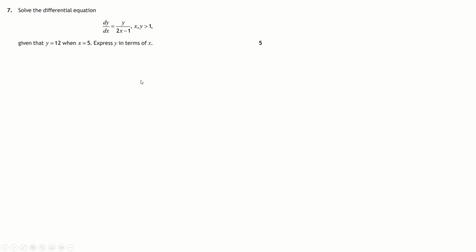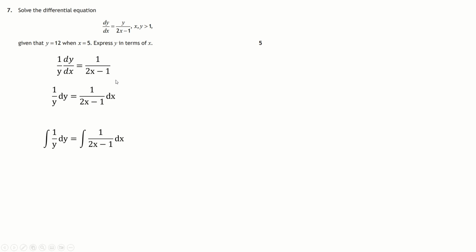There's two ways you could do this. You could use the integrating factor, or you could just separate the variables. But the second method is probably easier for this one. So just get all your y's and x's on opposite sides. Integrate both sides. 1 over y becomes ln y.